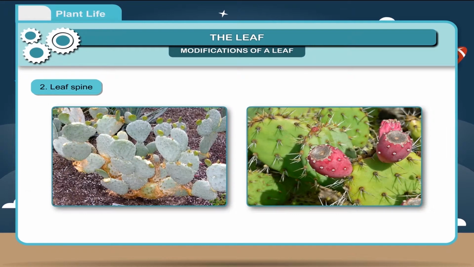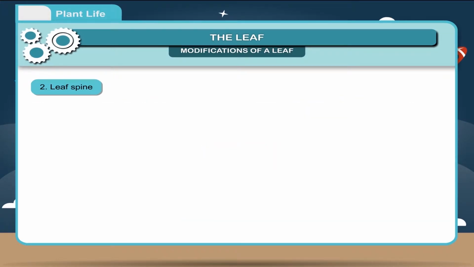2. Leaf spine. In the leaves of xerophytes, desert plants like cactus, the leaves are modified into spines. The spines prevent water loss during transpiration. Example, opuntia. 3. Scale leaves.